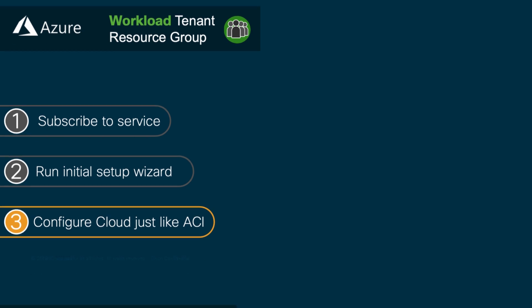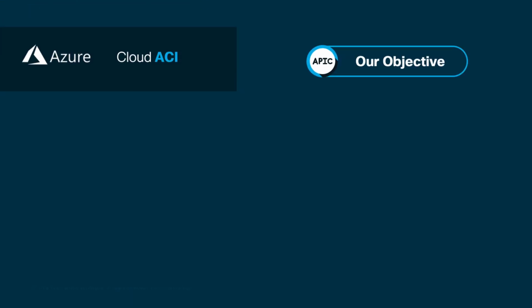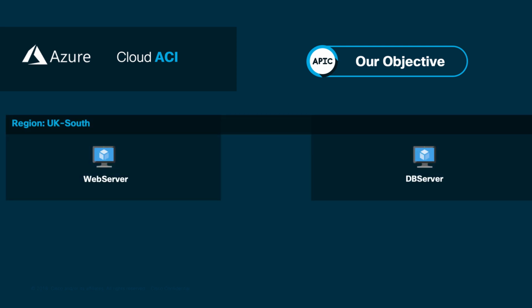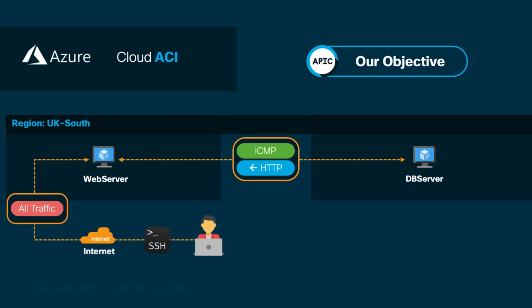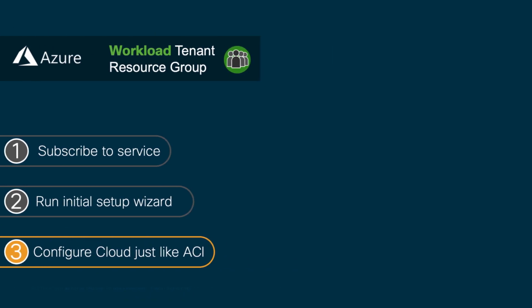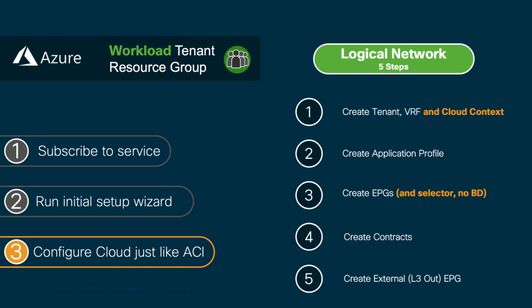If you remember, our objective is to provide connectivity between web and database servers instance running on Azure, and to also provide access from the internet to the web server through SSH. In order to accomplish this, we will follow our 5 well-known steps, and we will start by creating a tenant.